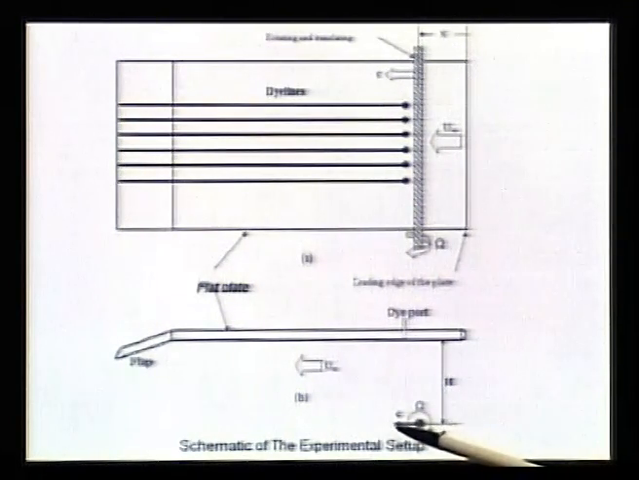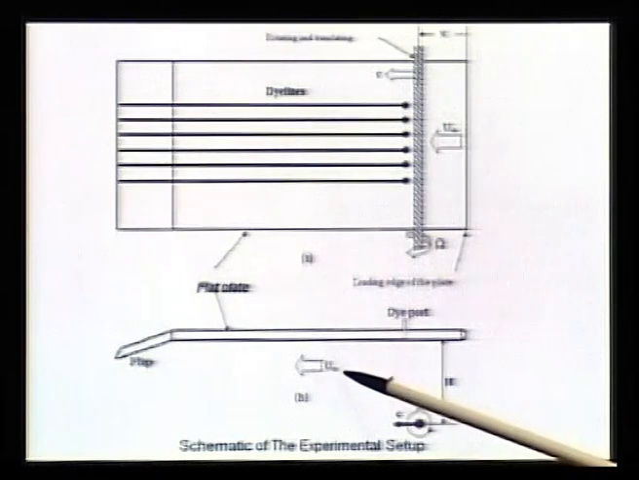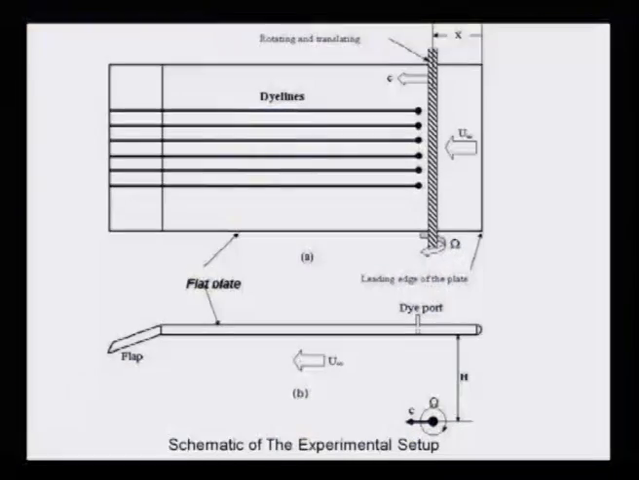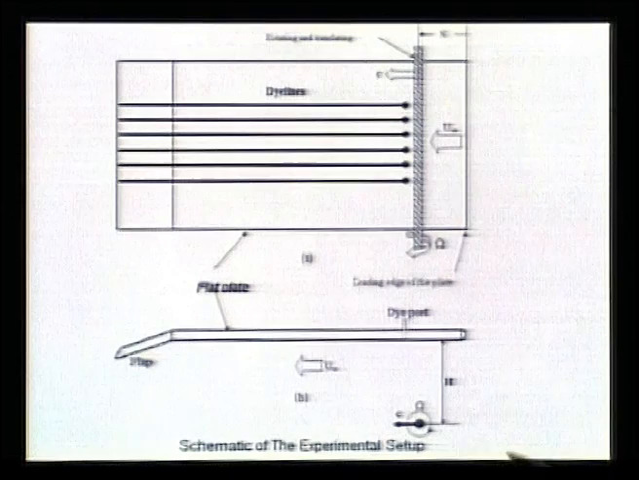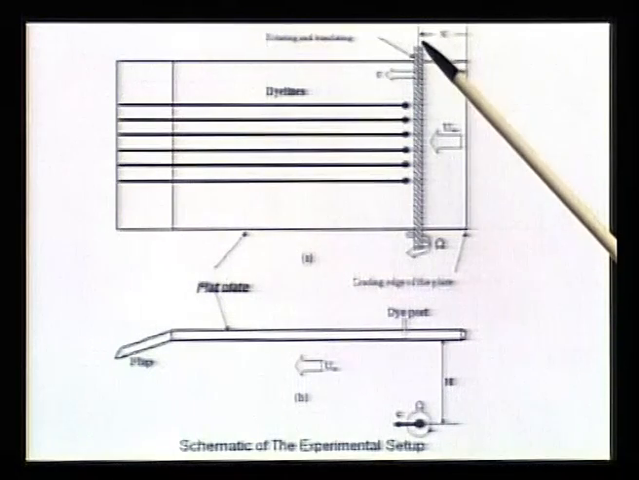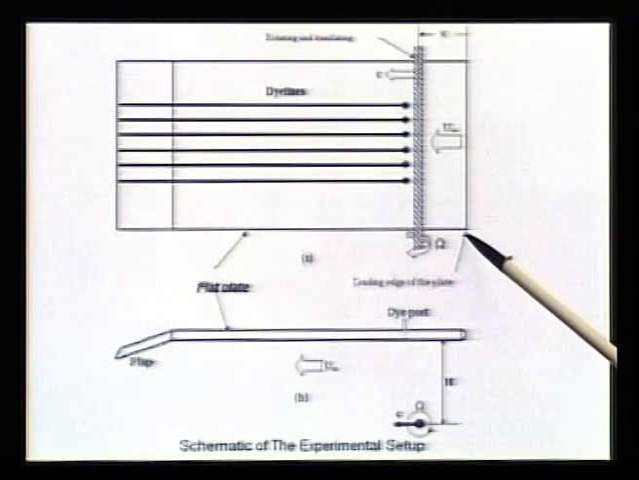C is the constant speed of convection, and there is in addition the free stream speed u infinity. So, both are in the same direction. So, you have basically a relative velocity between the two. And if you look at the top view of the experiment, then this is your rotating cylinder and this is the leading edge of the plate.